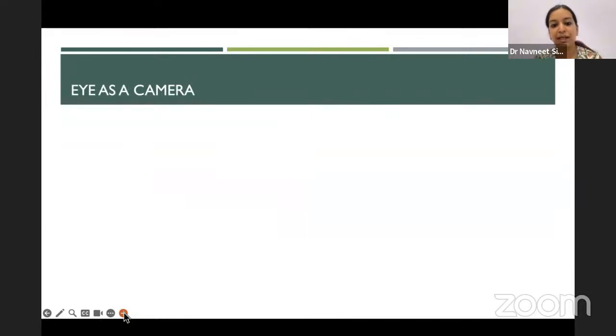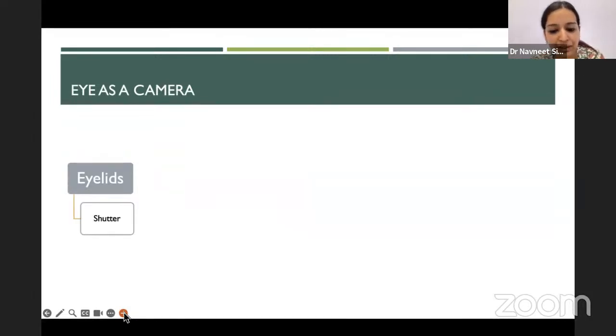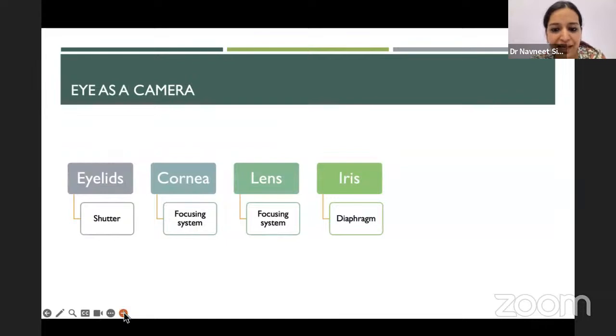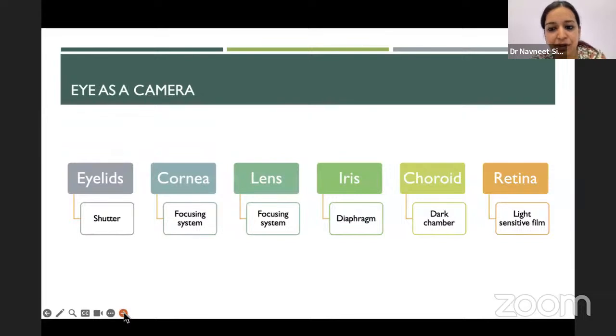Now coming to the eyes. If we look at the eye as a camera, we have various adnexa, organs and subparts which act as the different parts of a camera. You can assume the eyelids to be the shutter of a camera, the cornea and the lens as the focusing system, the iris as the diaphragm, the choroid as the dark chamber, and the retina as the light sensitive film.